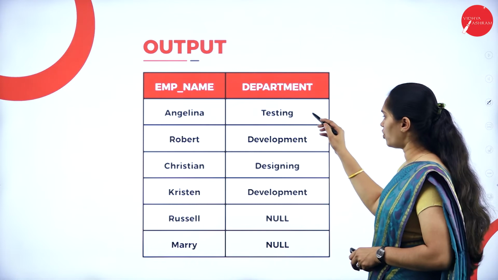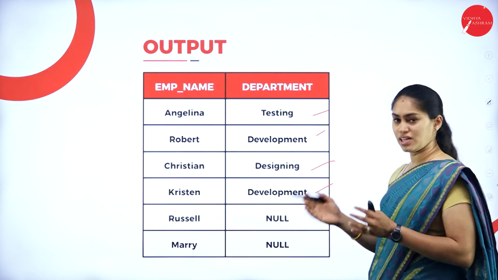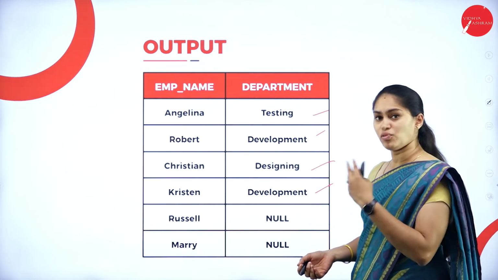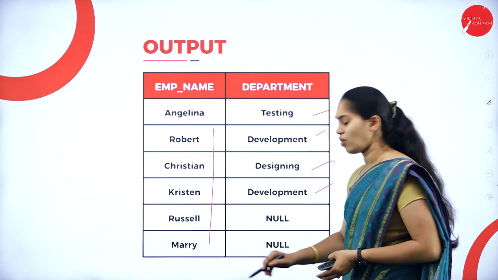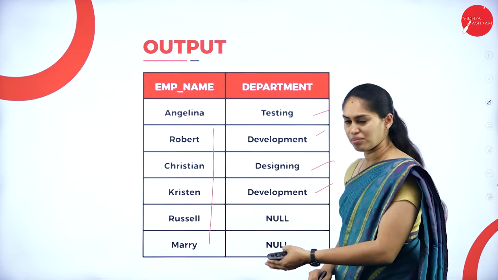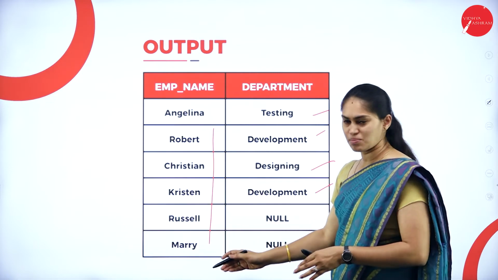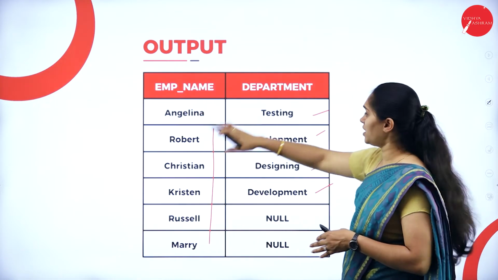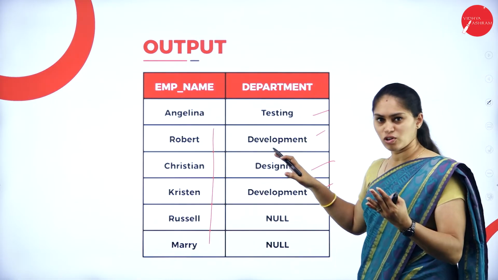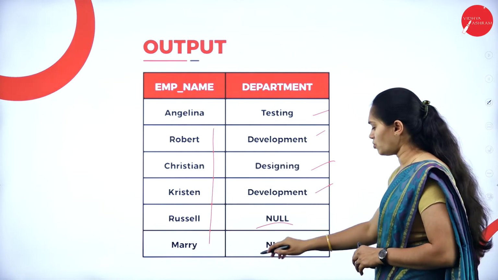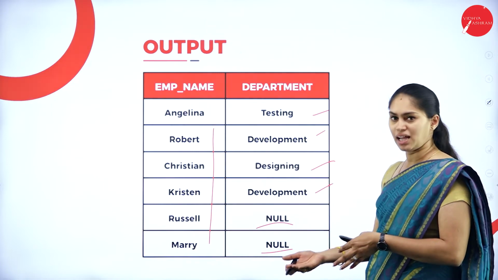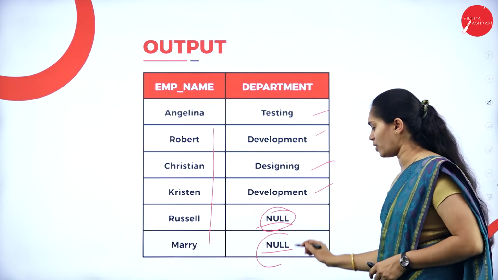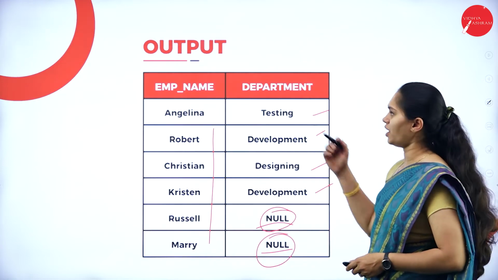So for 4 rows we had a match in the left table, but when I am performing the left join, I want to give all the values of the left table. So every value is going to be displayed in the employee name, but when it was matched with the department, we found only 4 matches, and these 2 are not there in the right table. That's why it is returning the value as null. Fine. This is for left join.